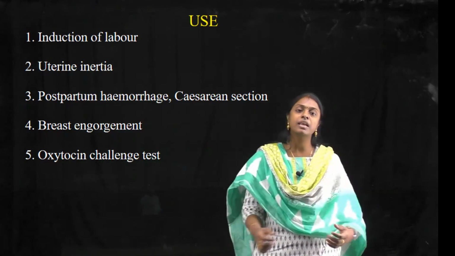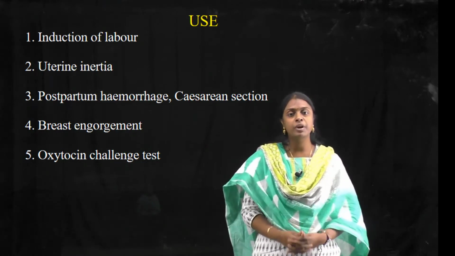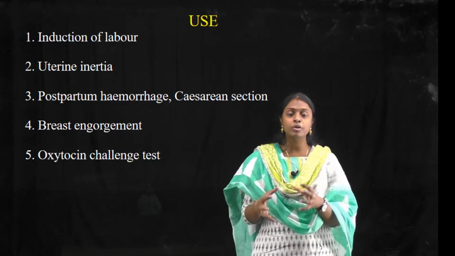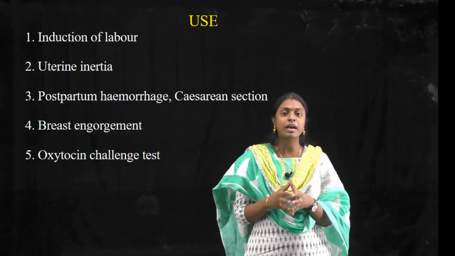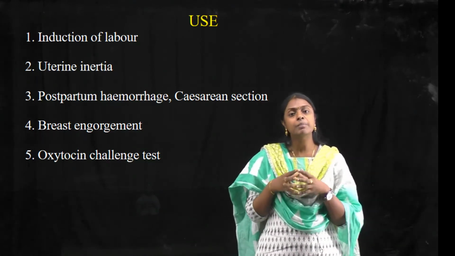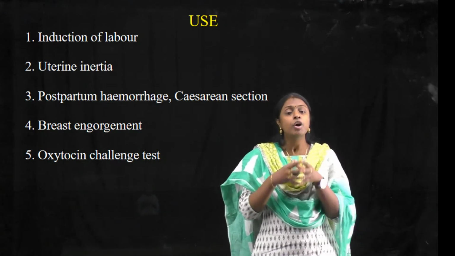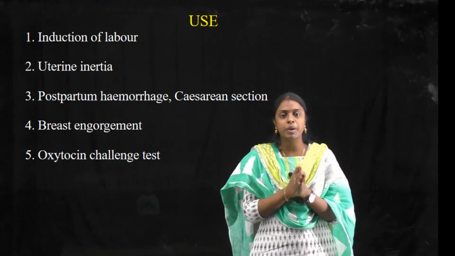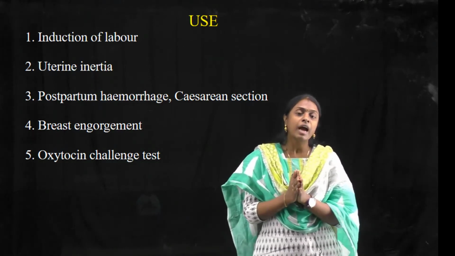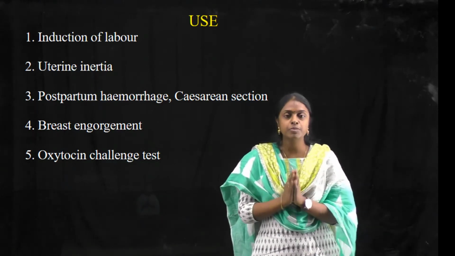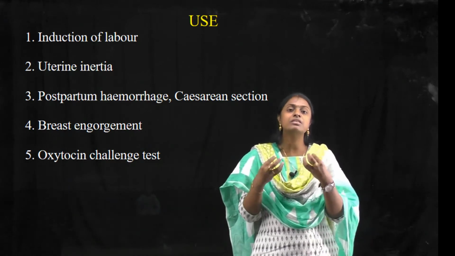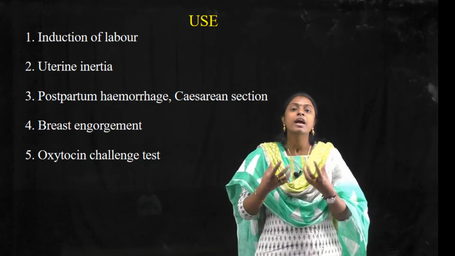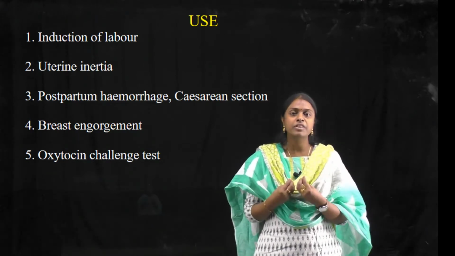So next, let's see ruptured membrane. Actually, the amniotic sac will rupture at the time of delivery. But in some conditions, it will rupture before 42 weeks. That is called ruptured membrane. At that time, we have to deliver the baby as soon as possible. Otherwise, due to the loss of amniotic fluid, the fetus will get suffocated and won't get sufficient oxygen.